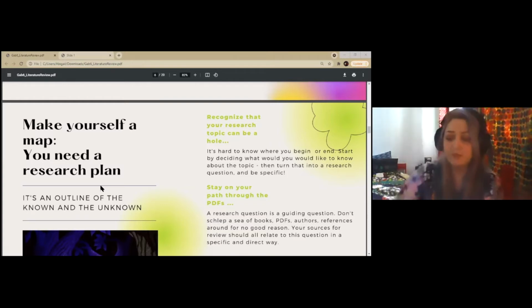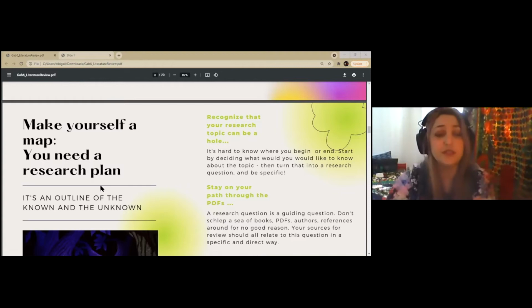But where you can do that with a literature review is to start by making a plan. But of course, the plan is a process in and of itself.